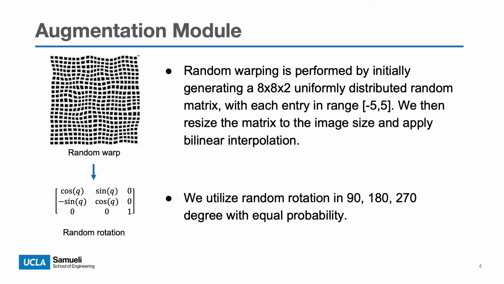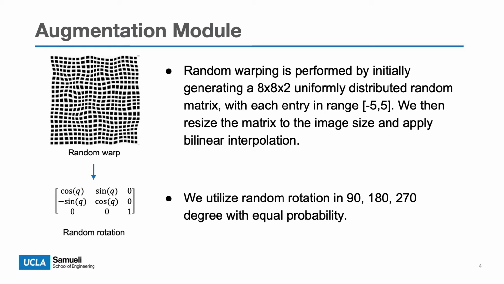We first extract the input data in a slice-by-slice manner and perform center cropping to obtain images of size 256 by 256. To improve the number of samples, we perform two data augmentation schemes including random warping and random rotation. The random warping is performed by first generating an 8x8x2 uniformly distributed random matrix, where the last dimension indicates 2D space, with each entry in range -5 to 5. We then resize the non-rigid warping matrix to the image size with dimension 256 by 256 by 2 and apply the warping map using bilinear interpolation.